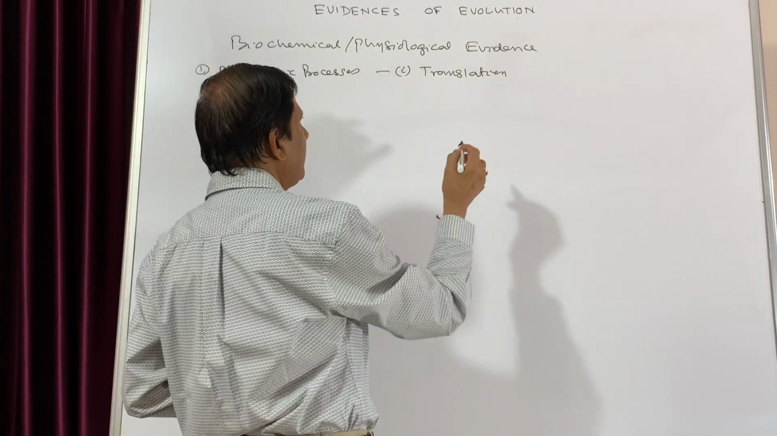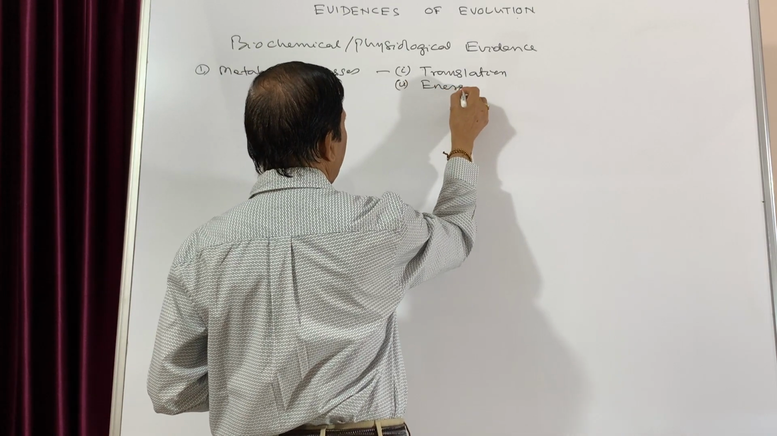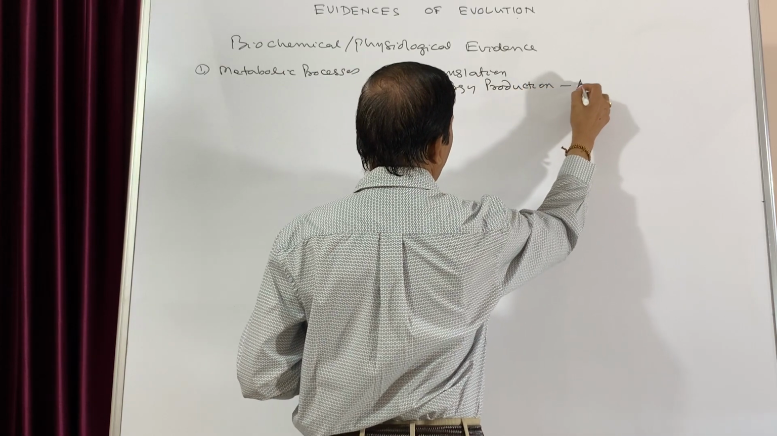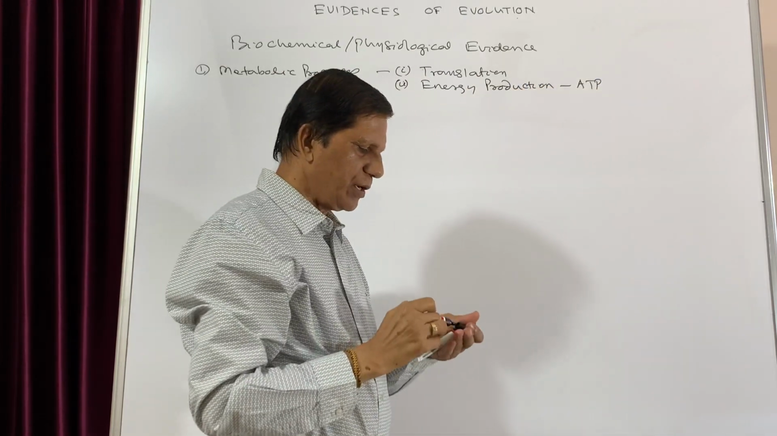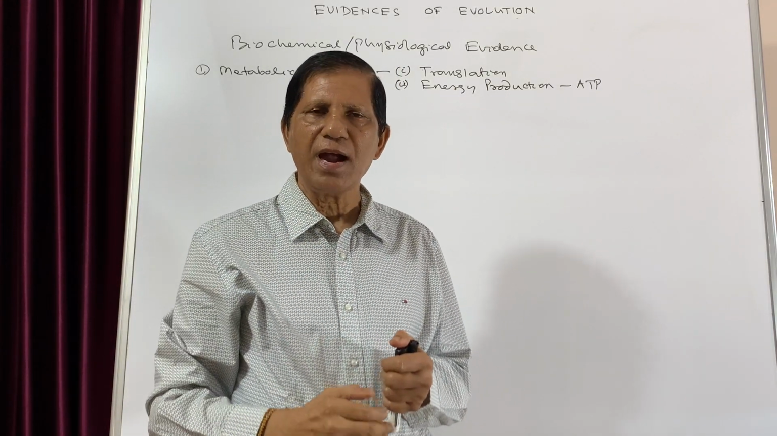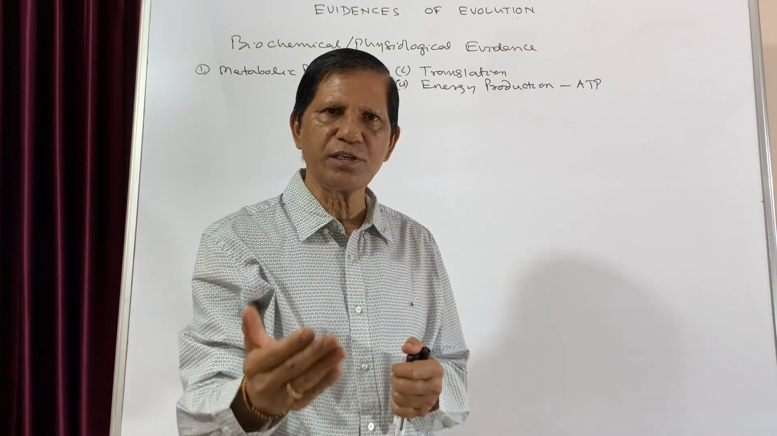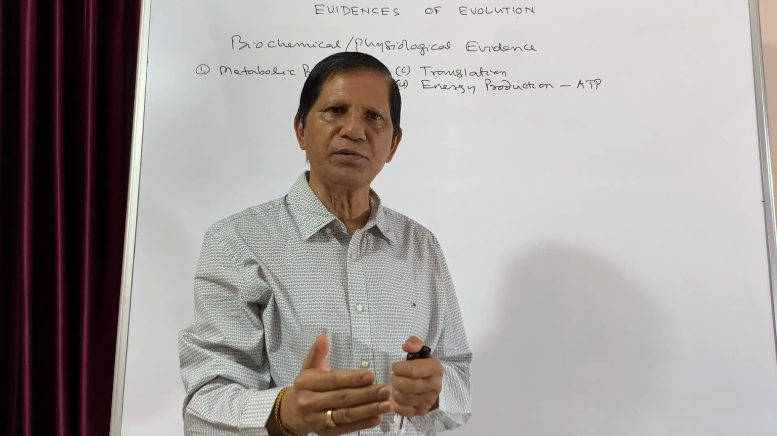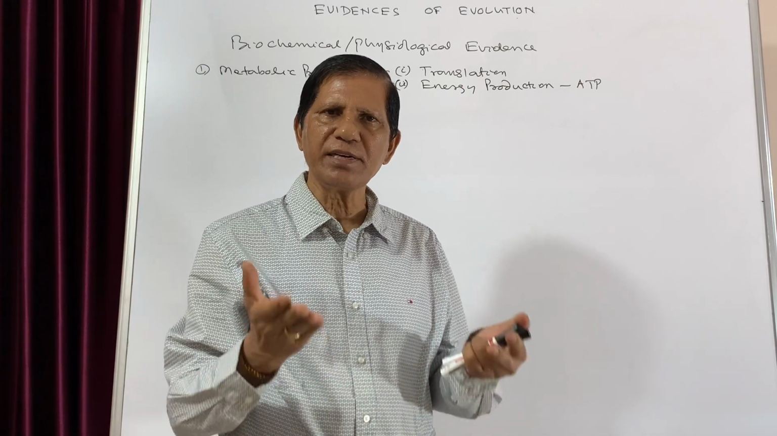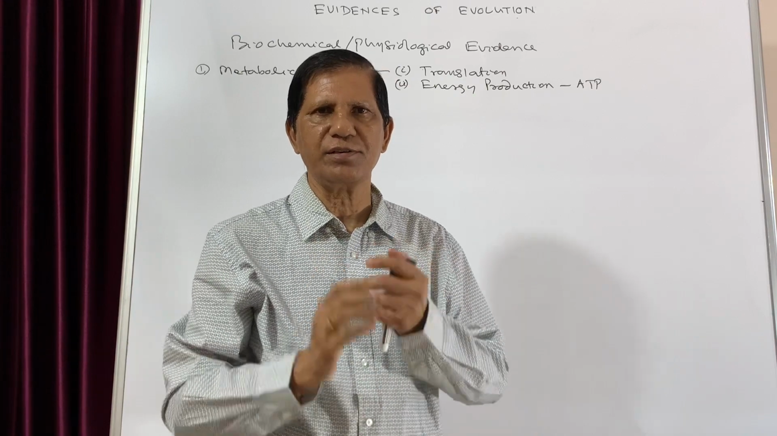Next, another example, you can take that of the energy production. Energy production, that is in the form of ATP. Usually ATP is produced during the different oxidative reactions, and the type of oxidative reactions, the type of electron transport system, and the synthesis of ATP molecules is almost similar in all organisms. So it provides a direct proof that the evolution has taken place from a common ancestor.